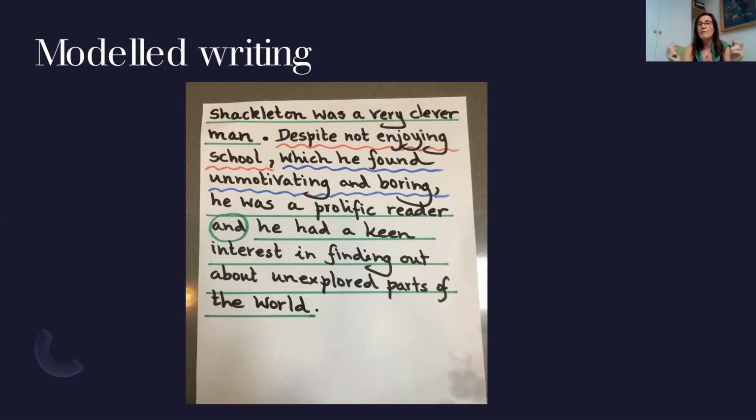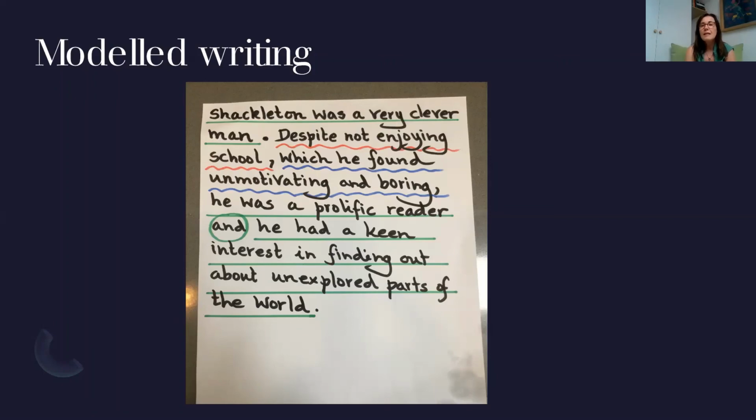Remember, your relative clause needs to be cuddled by commas. And then I had a main clause. He was a prolific reader. And then I needed another main clause. So that's my first main clause: he was a prolific reader. Makes sense on its own. And now I use my coordinating conjunction and for my second main clause being added into the sentence. And he had a keen interest in finding out about unexplored parts of the world. So that is my second main clause. You can see the first main clause in green and the second main clause in green also.